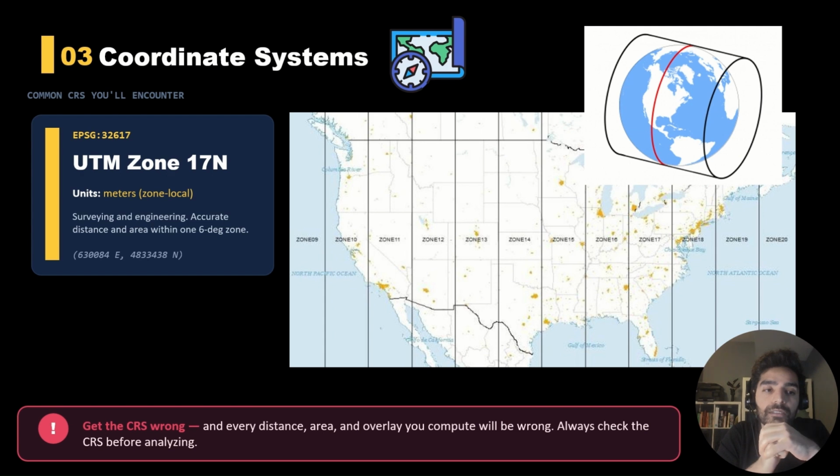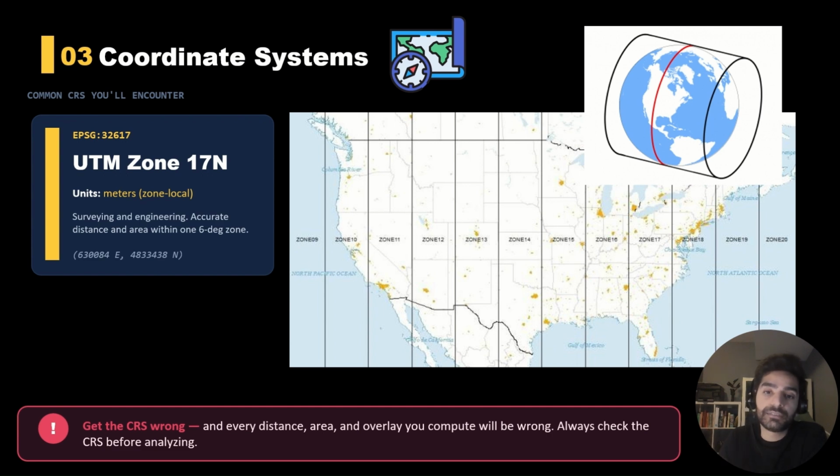The next item in our coordinate systems is UTM. UTM is commonly used in engineering, surveying, and local analysis. In UTM, we have multiple zones. For example, we have UTM zone 17, which uses WGS 84 as the datum of that zone, and the coordinates are in meters, which makes distance and area calculations much more meaningful within that zone.